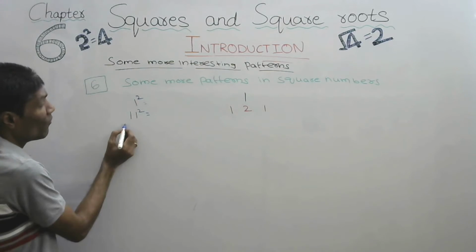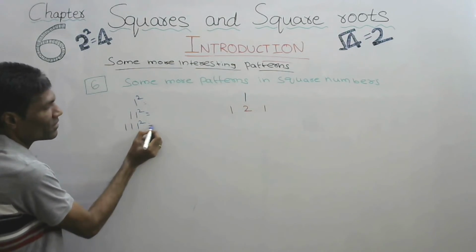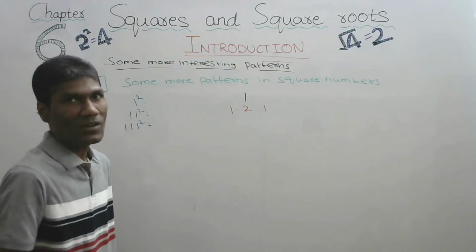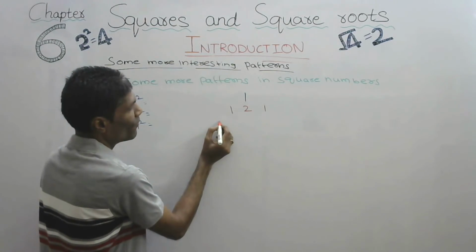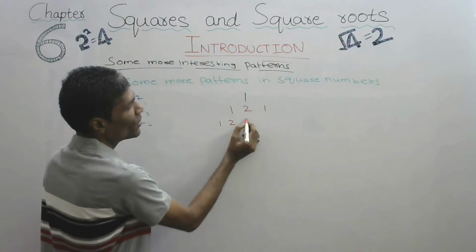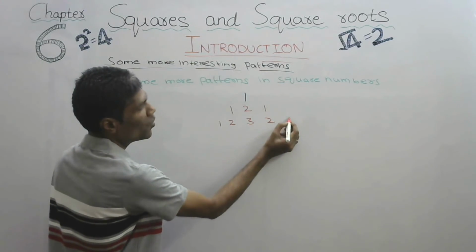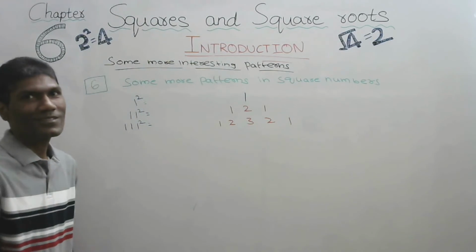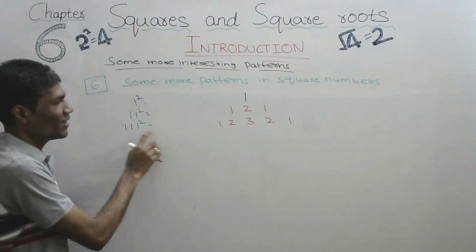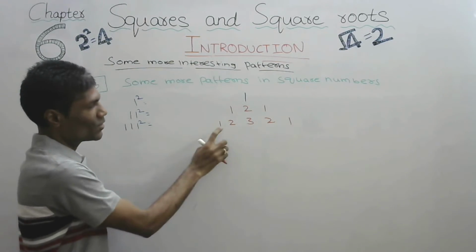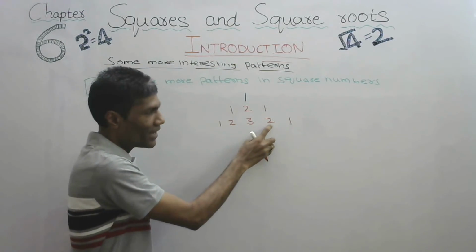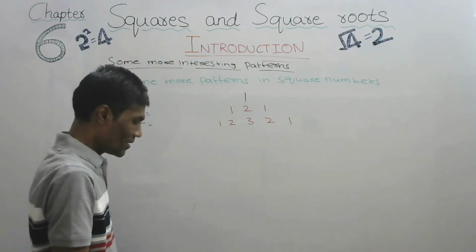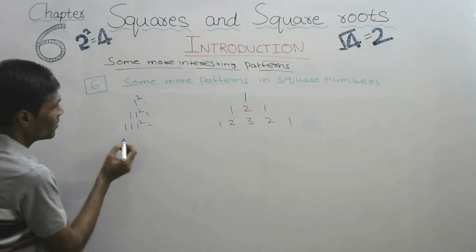Now, 111 square. Do you know what is the value of this? Simply 1, 2, 3, 2, 1. Understood? These are 3 digits. So 3 digits in sequence 1, 2, 3, and again it is decreasing. Let us see the next one.